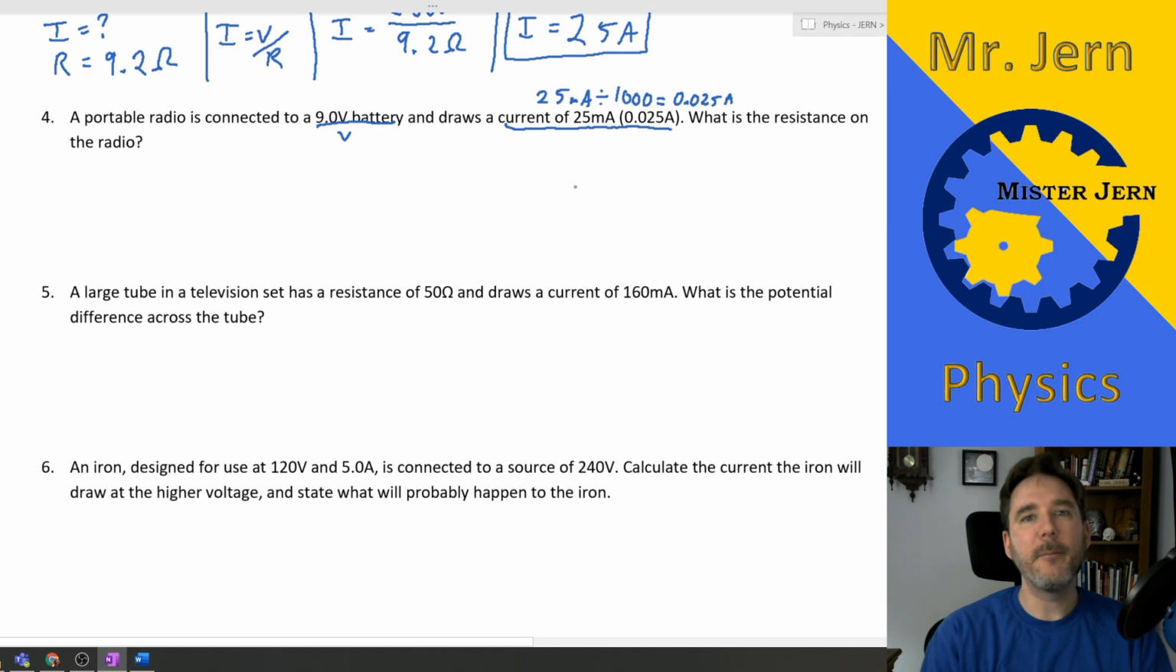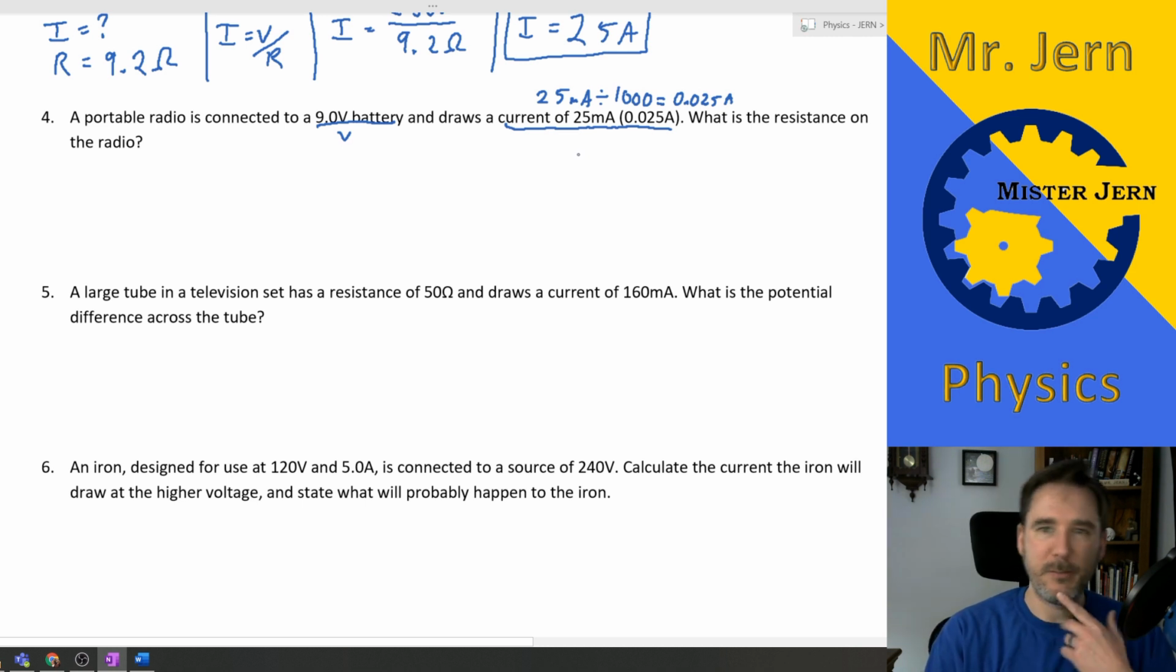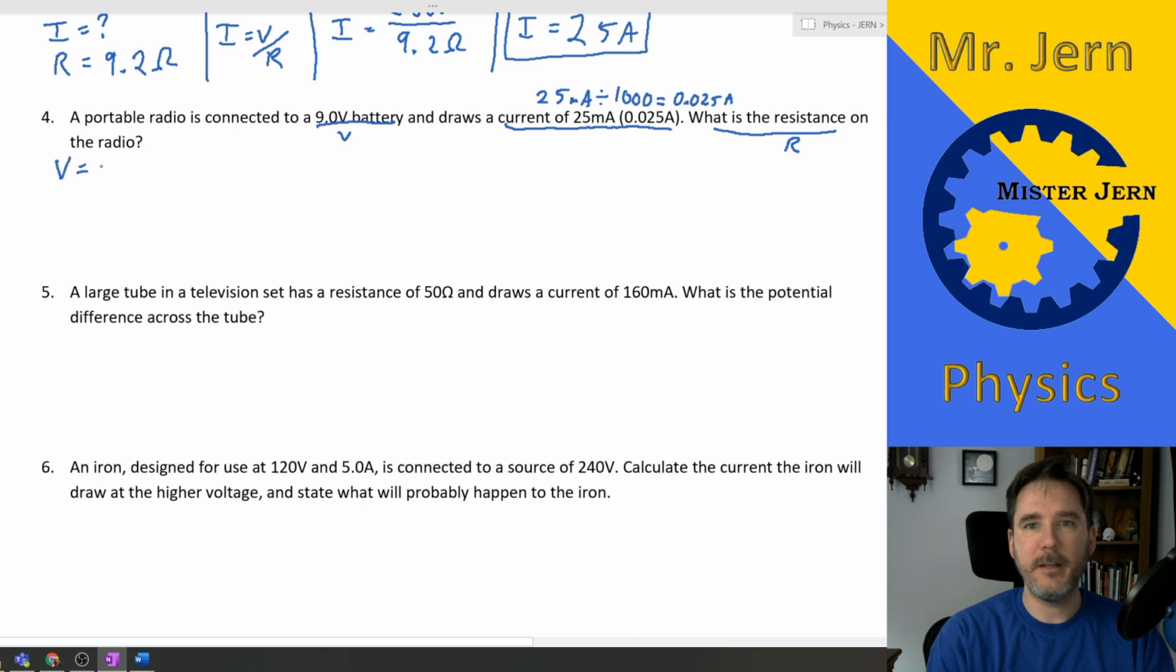You have to be in amps, because the relationship between voltage, current, and resistance is measured in amps, volts, and ohms. So we want to know what is the resistance. That's going to be our R. And if we go with the same pattern, V is equal to 9.0 volts, I is going to be 0.025 amps, and resistance will be our question mark.